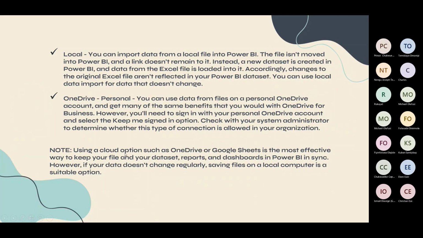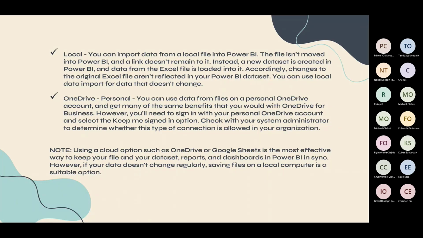Okay, so just know that when you're connecting to a local file, you're going to be able to refresh your data. What Power BI does, like I mentioned, is that it creates a copy of that data and saves it into your Power BI without having a direct connection to the file. So anything you do on the file is not going to be reflected. If it's an Excel file or a CSV file, anything you do on that file is not going to be reflected.